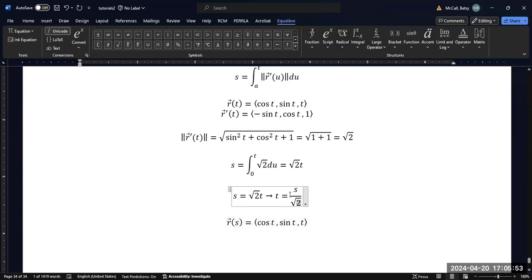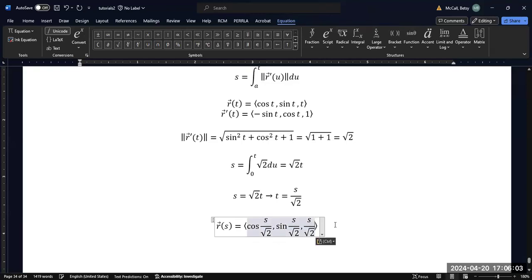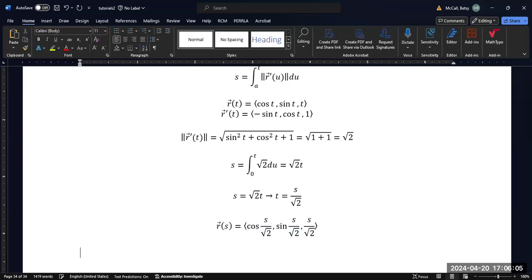So everywhere there's a t, I'm simply going to replace t with this expression for t in terms of s. Now I have my helix expressed in terms of a constantly changing arc length, not necessarily in terms of time, but of arc length. So each unit is going to be 1 unit of arc length. Okay, so for the helix, that's not a big deal.